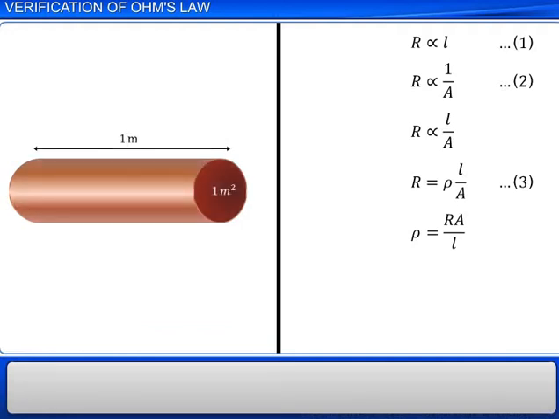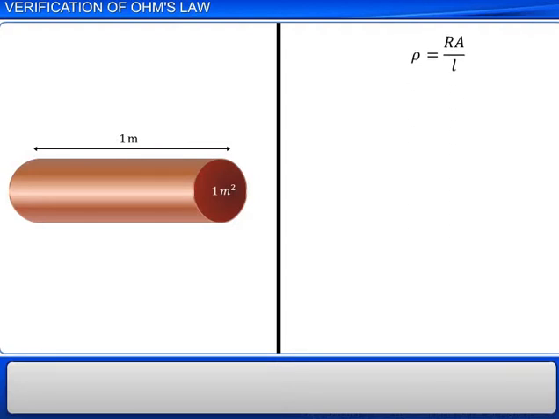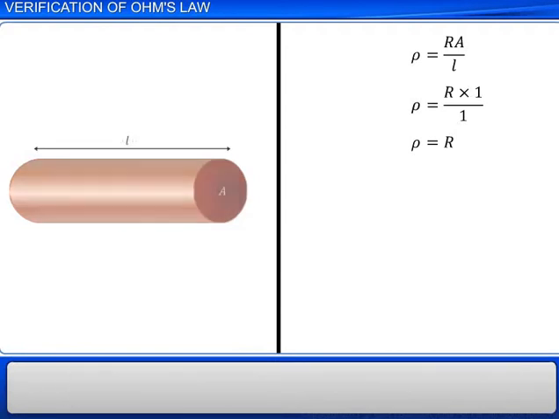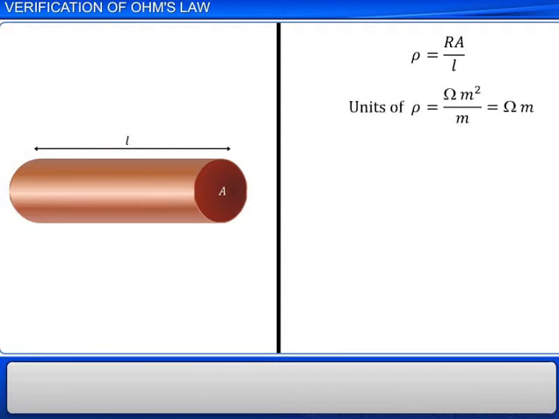If the length of a wire is 1 meter and its cross-sectional area is 1 square meter, then the resistivity ρ of the wire becomes equal to its resistance. Hence, resistivity ρ of a material is the resistance of a wire of that material of unit length and unit cross-sectional area. If the length and area are measured in meter and resistance is measured in ohm, then we get the unit of resistivity as ohm meter.